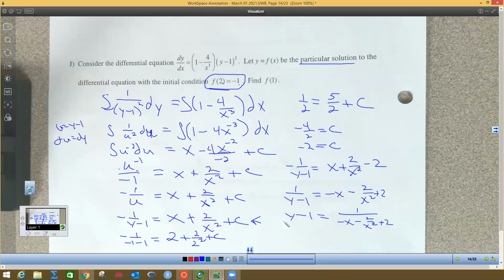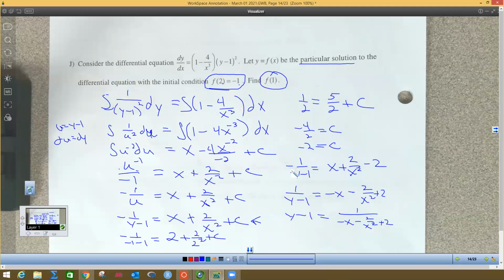And then, let's see, I'm trying to think what the best way to write this is. I guess we could get a common denominator over there on the right side. You could just leave it the way you had it. What did he write as the answer? I don't even know. Y equals 0. You're finding f of 1. Oh, okay, my bad.